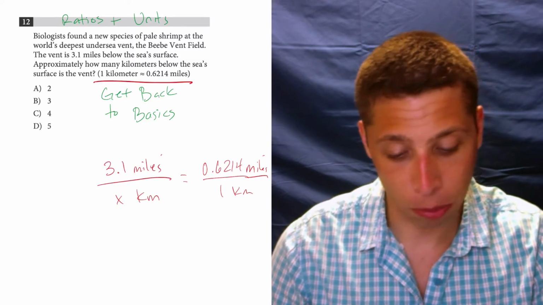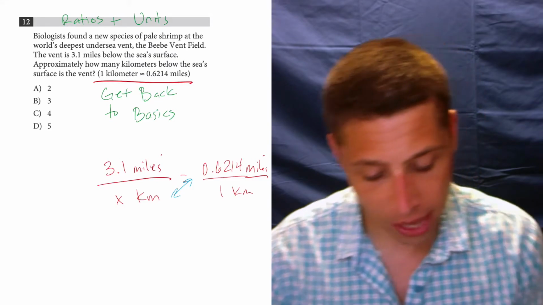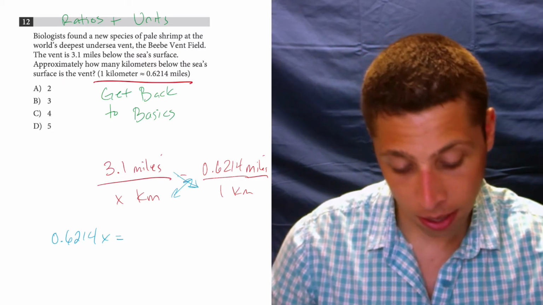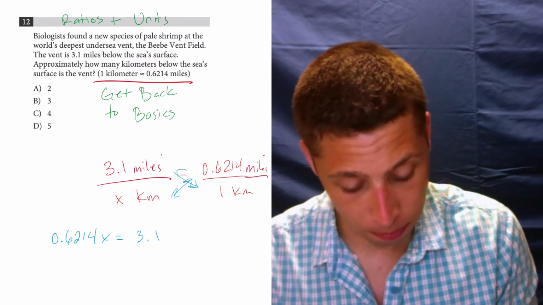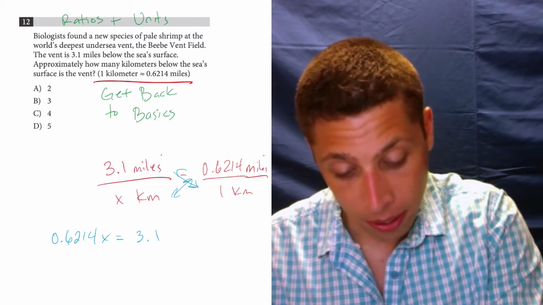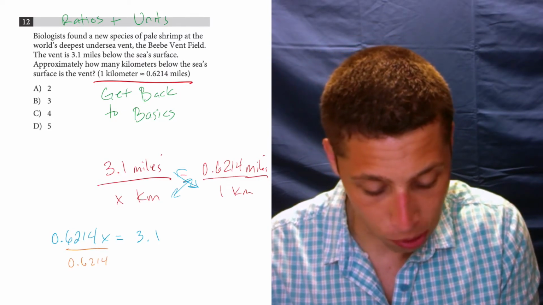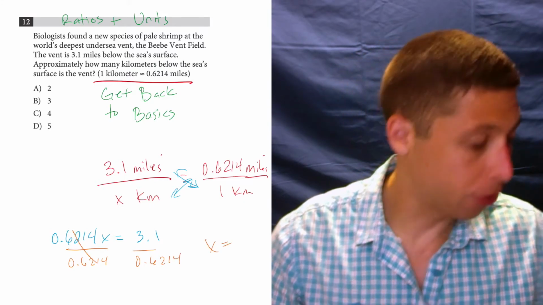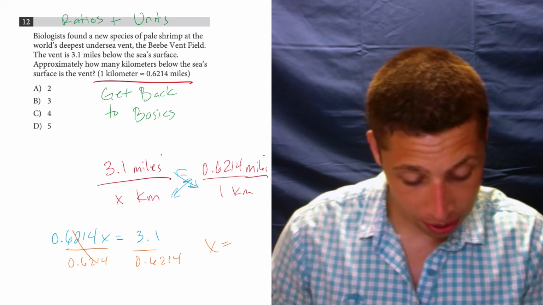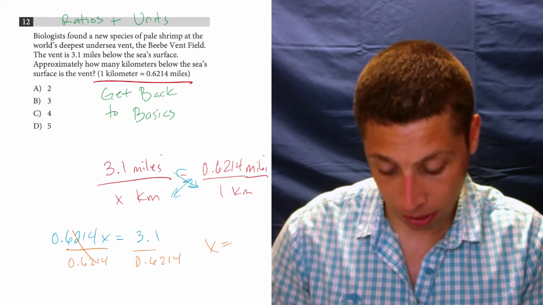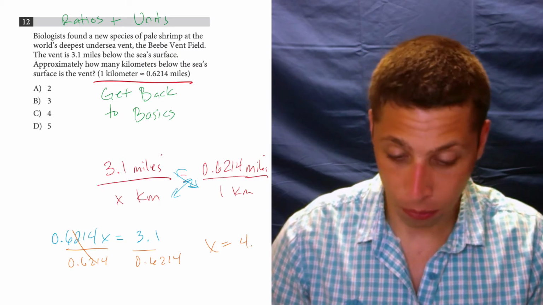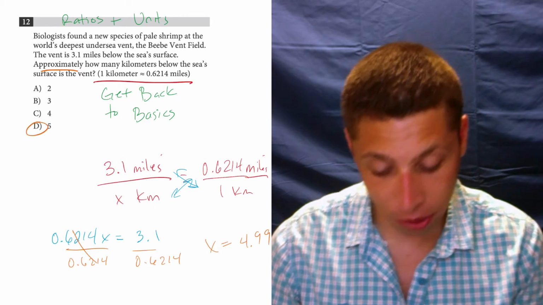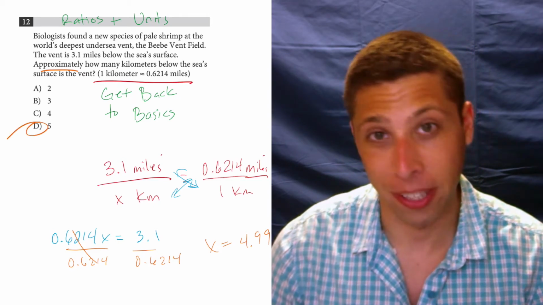So now it's just cross multiplying. Right, so x times that is 0.6214x, and then 3.1 times 1 is 3.1. And now I'm just dividing by 0.6214 to get x by itself, definitely using the calculator for that. 3.1 divided by 0.6214 is 4.99, and approximately means round. 4.99 is approximately 5. So there we go.